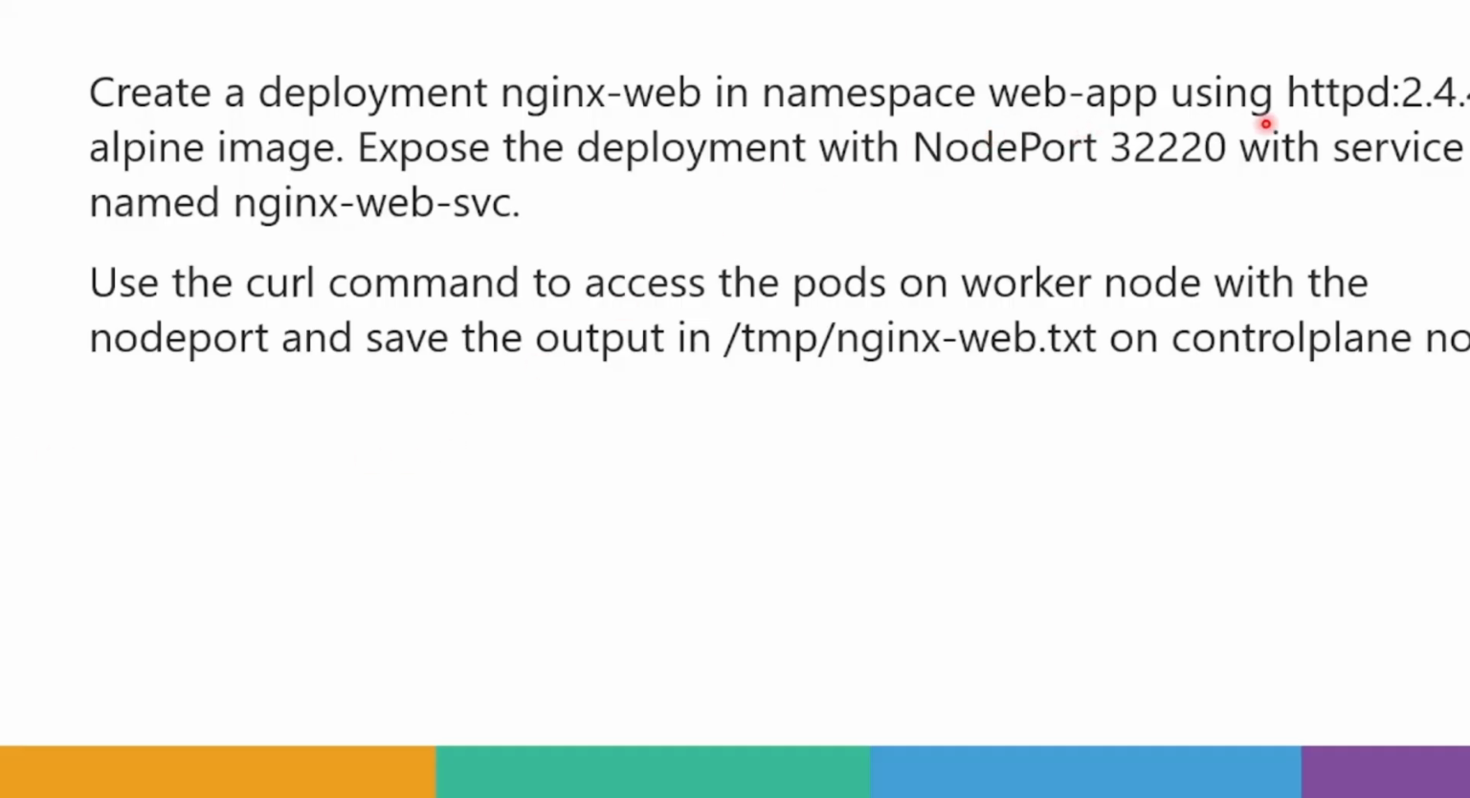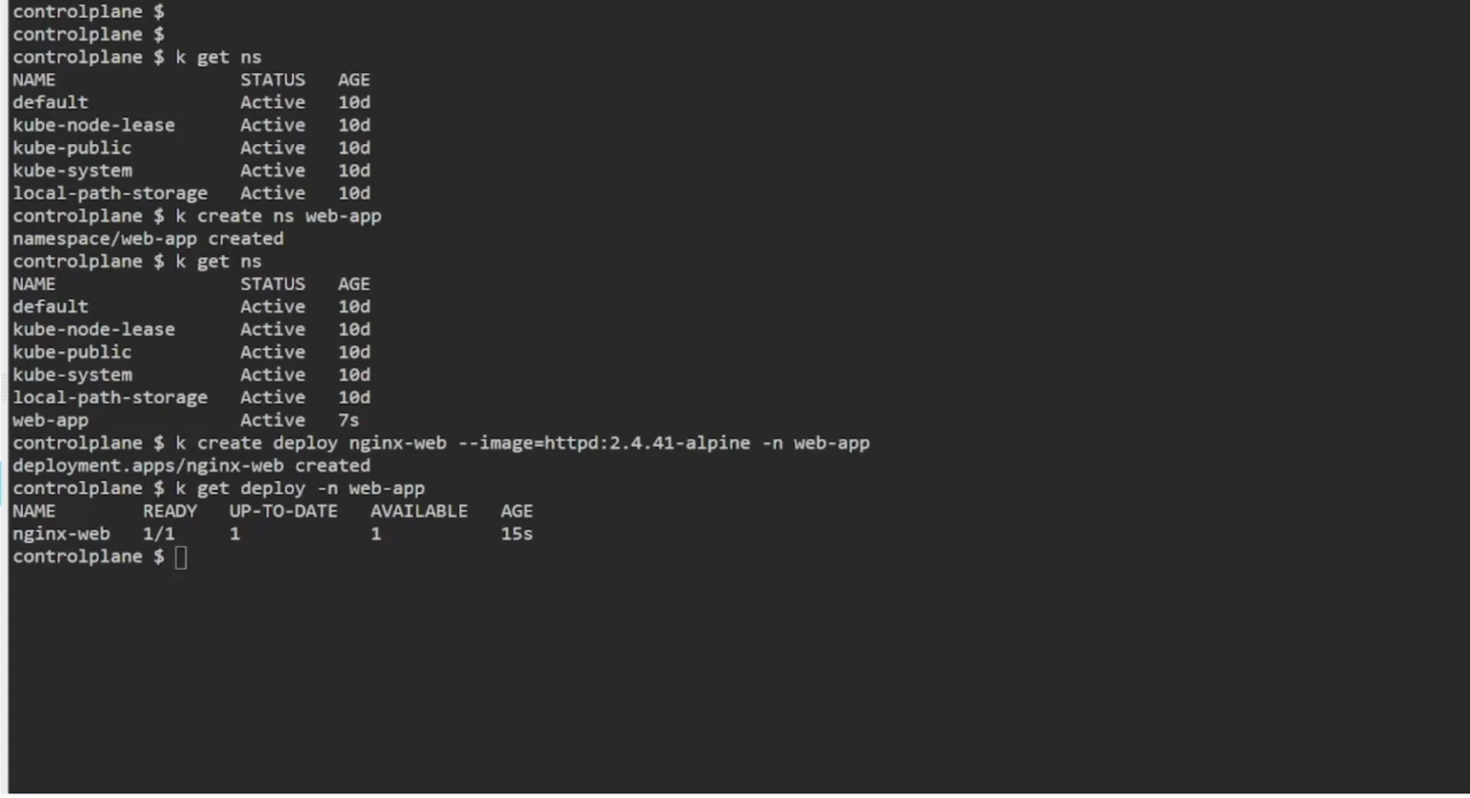Let's go back to the question once again. We have created this deployment, and then we need to expose this deployment with the service called nginx-web-svc. Before exposing this deployment, let's first check whether the pod has been deployed correctly or not. kubectl get pods, and then namespace is web-app. Our pod is running smoothly, so let's create the service which will expose the deployment.